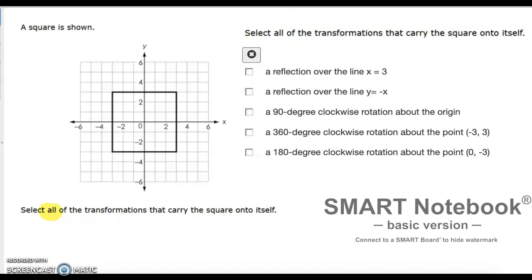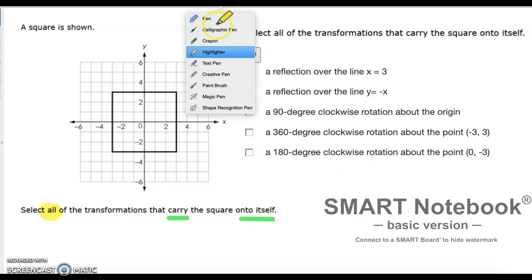Now this is kind of what I was talking about at the beginning of the video. We typically say mapping the figure onto itself in class. But here you can see that the state test question said it's going to carry the square onto itself. That means the same thing. It's two different ways of saying the same thing. So we want to perform some type of transformation to the figure so that the pre-image and the image end up in the exact same spot. All right, so now let's look at our choices.